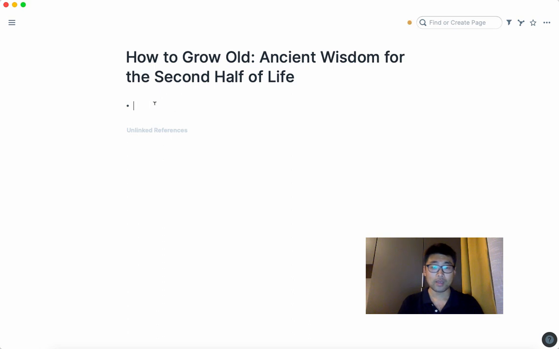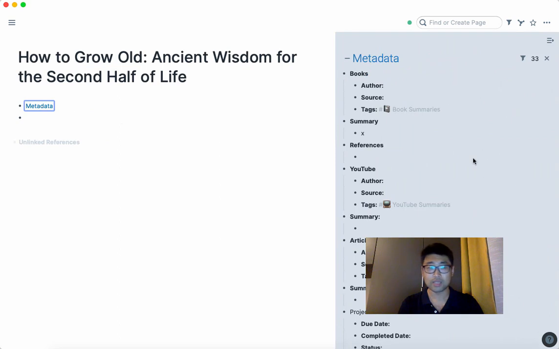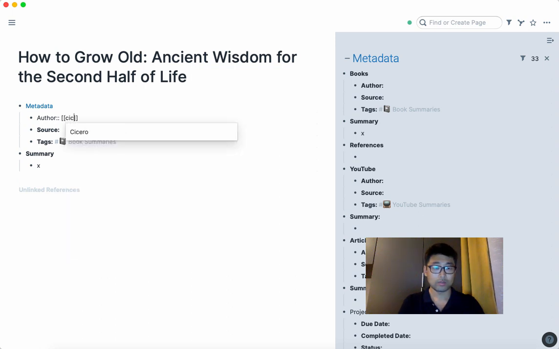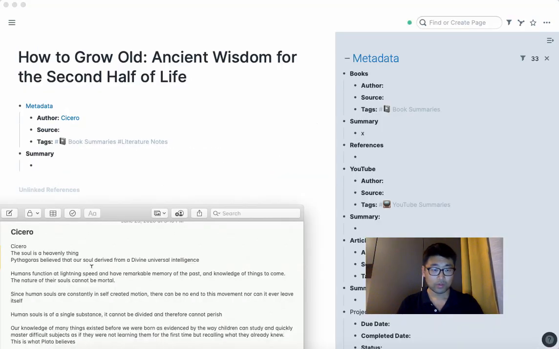There we go. And then we'll use the metadata that was previously created as a template, and then shift click to get the sidebar up. And then we'll copy all of this, and then we'll put this back here. And for author, put in Cicero. And then tags, we'll add literature notes. And then we'll load up the notes document.